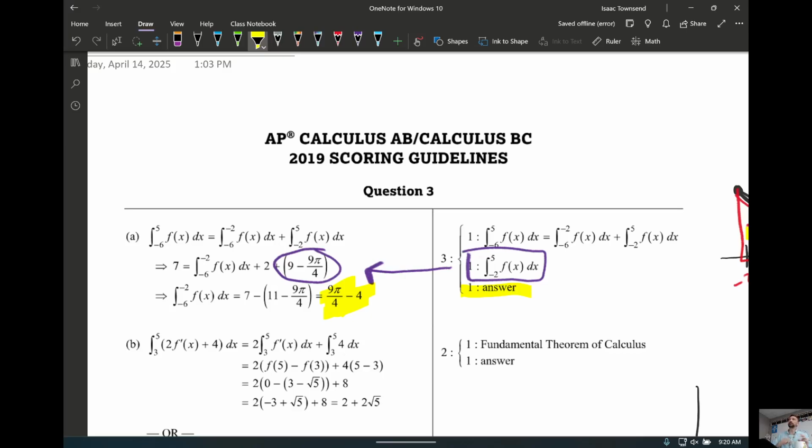So if you left it as unsimplified arithmetic, again, the only quick way for me to tell you if you got that third point is type your answer in the calculator, look at the decimal, type 9 minus 9 pi over 4 in the calculator. If it's the same decimal, then they're equivalent and it should be fine.